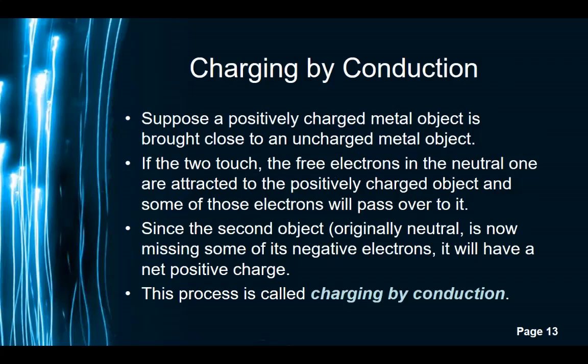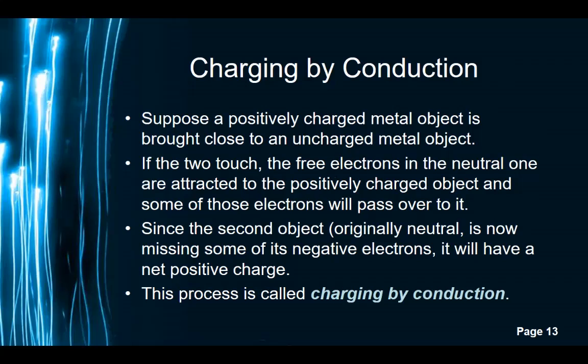Now, the next method is charging through conduction. If you remember when we talked about this with heat conduction, the two objects have to touch. Let's suppose a positively charged metal object is brought close to an uncharged metal object. If the two touch, the free electrons in the neutral one are attracted to the positively charged object, and some of those electrons are going to pass over. Since the second object, which was originally neutral, is now missing some of its negative electrons, it now has a net positive charge.